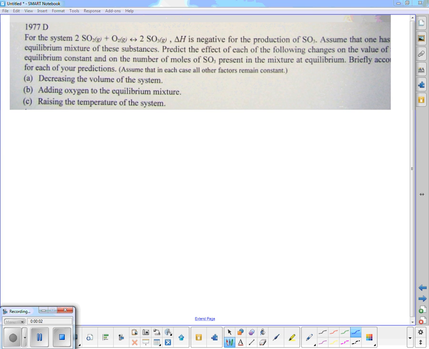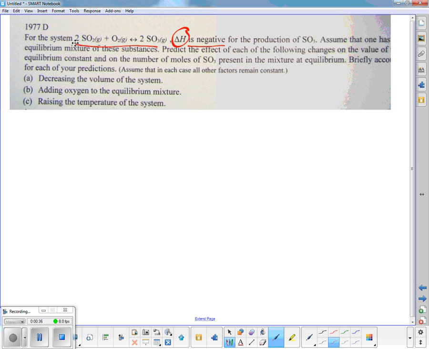On this equation here for the system, you've got an equation right here you want to keep an eye on, delta H is negative. As I'm reading a problem, I always underline and circle the things that are important, okay? For the production of SO3, assume that one has an equilibrium mixture of these substances. Predict the effect of each of the following changes on the value of the equilibrium constant.